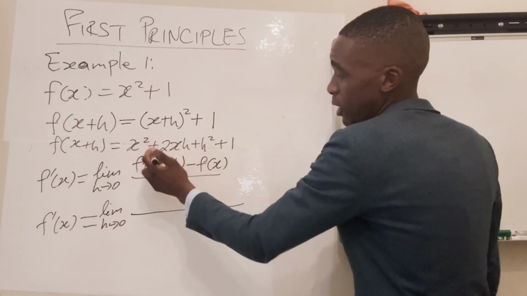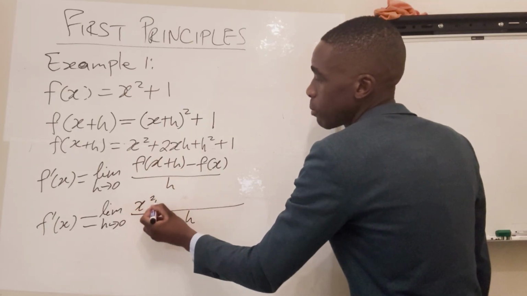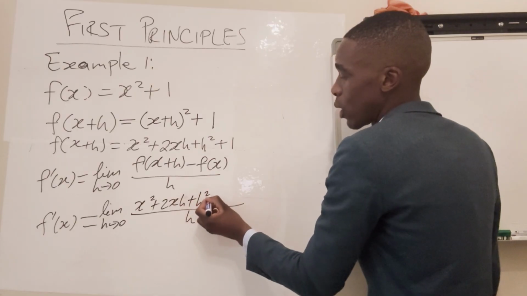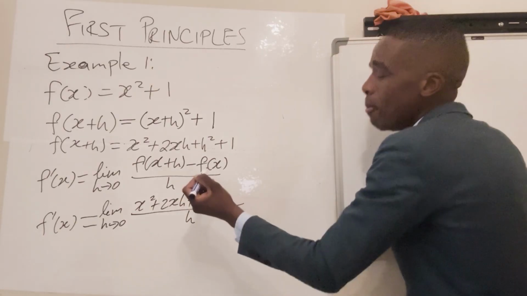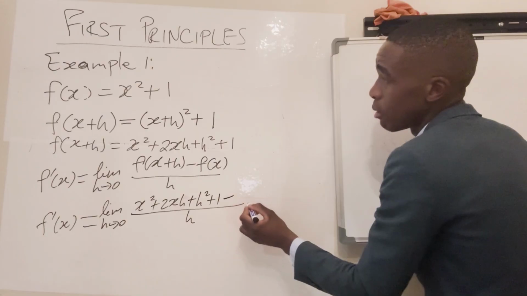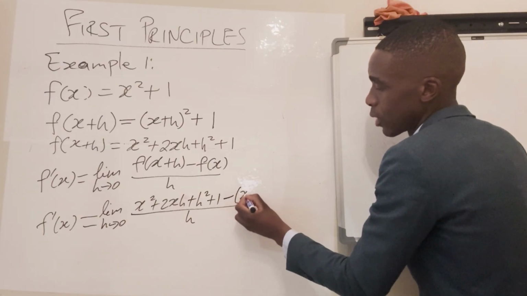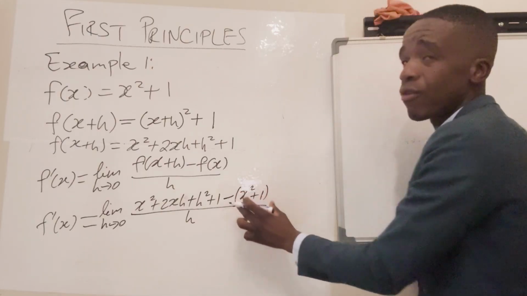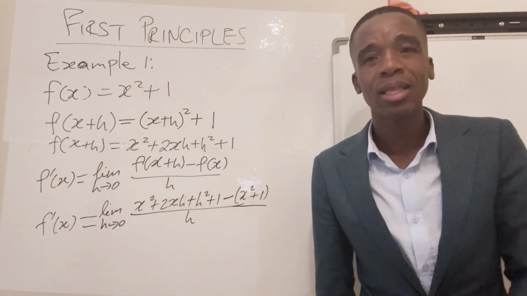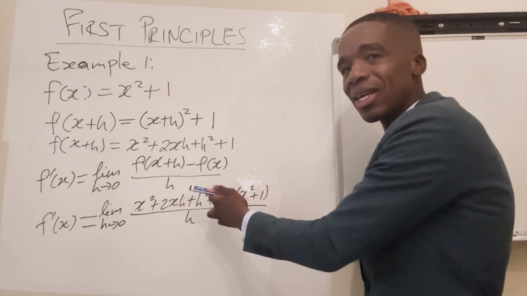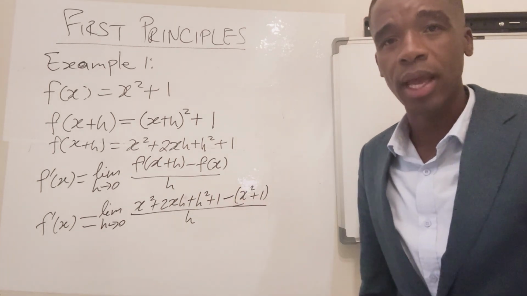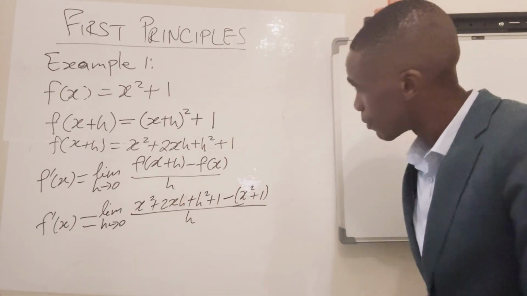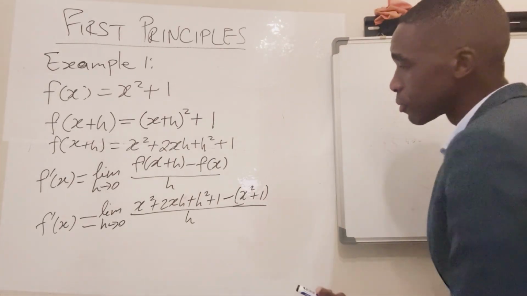Let's substitute f of x plus h. It's going to be x squared plus 2xh, agreed, plus h squared plus 1, agreed, minus x squared plus 1. I would always say to you, put the f of x in brackets, because at times there might be a negative there, and that negative would affect that. So always put the f of x in brackets, just for safety and security.